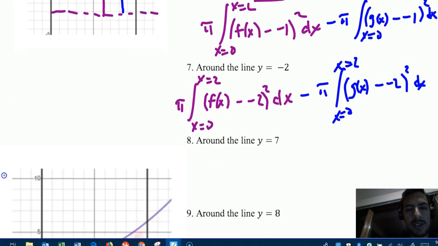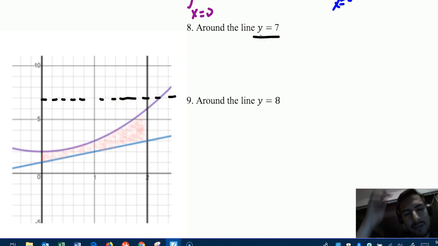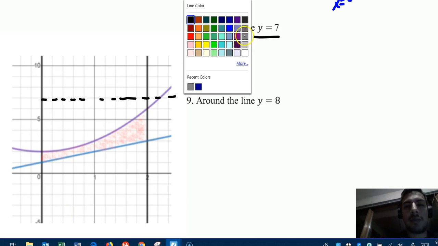Now for number 7, 7 and 8 are a little bit weird because 7 is above the function. And if I go to 7 here, here's y equals 7. I'm rotating this now around y equals 7, and it's going to change slightly because the hollow part is no longer below, the hollow part is now above. So hollow is now above and not below.